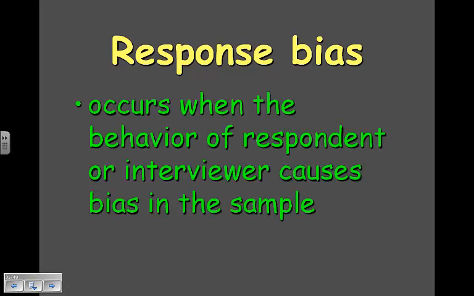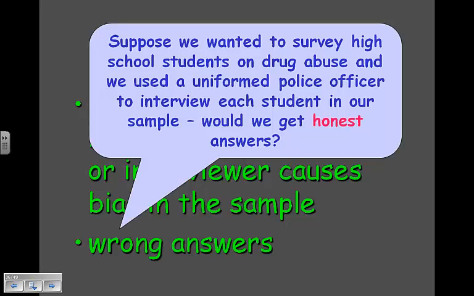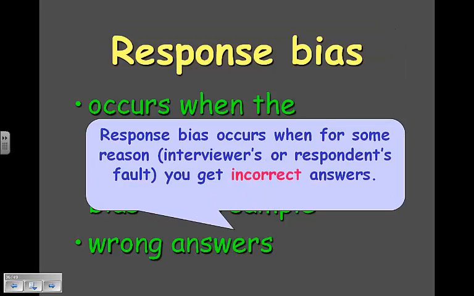Response bias occurs when the behavior of the respondent or the interviewer causes bias in the sample. They give you wrong answers. So here's an example of how that could be response bias. Suppose we wanted to survey high school students on drug abuse. So we use a uniformed police officer to interview each student in our sample. Let's think about that. Are the students going to give you honest answers if they're being interviewed by a police officer in uniform? I don't think so. I don't think you're going to get honest answers. They're going to lie to you. So that's an example of response bias. It's caused by the uniformed police officer. Response bias occurs when for some reason, either the interviewer's or the respondent's fault, you get incorrect answers.